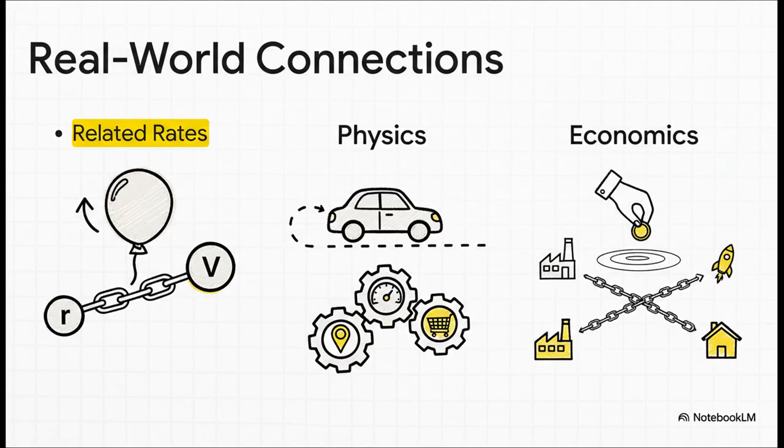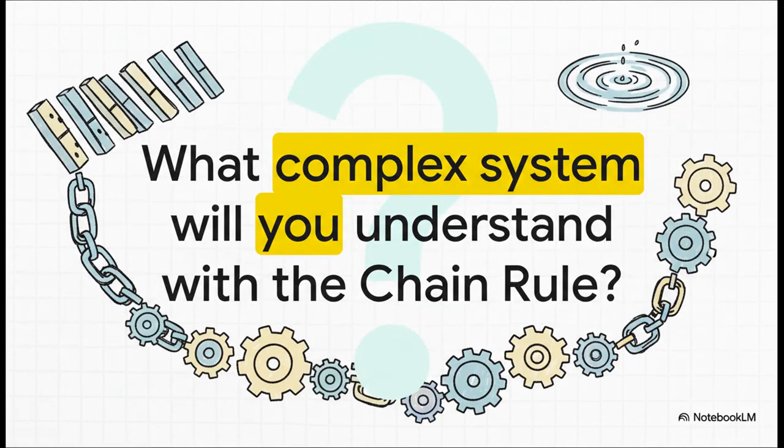And you can see its power everywhere. In those classic related rates problems, it's what connects the changing volume of a balloon to its changing radius. In physics, it's the link between position, velocity, and acceleration. In economics, it shows how one small change can ripple through an entire market. It is truly the mathematics of how things are connected. Ultimately, the chain rule gives us the power to see how a change in one part of a system causes a change in another. It's the tool for understanding domino effects, ripple effects, and chain reactions. So the real question isn't just about passing your next exam. It's about what complex system out there in the world you will understand with this tool.